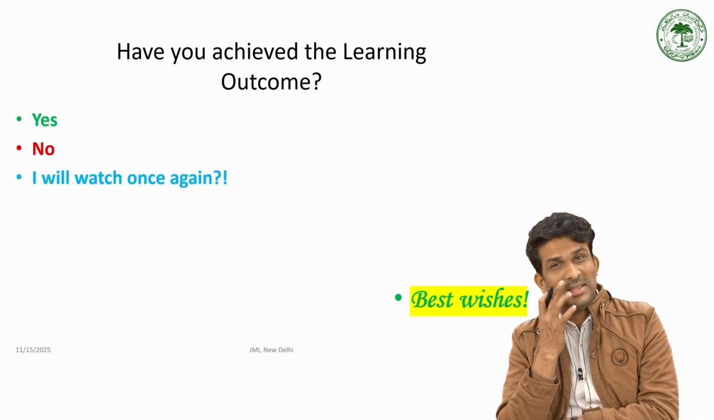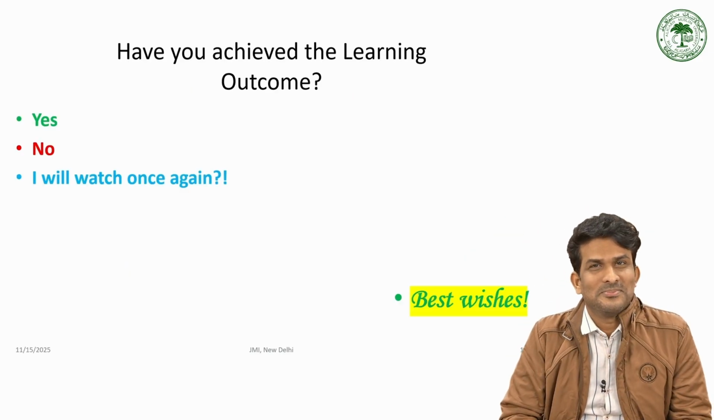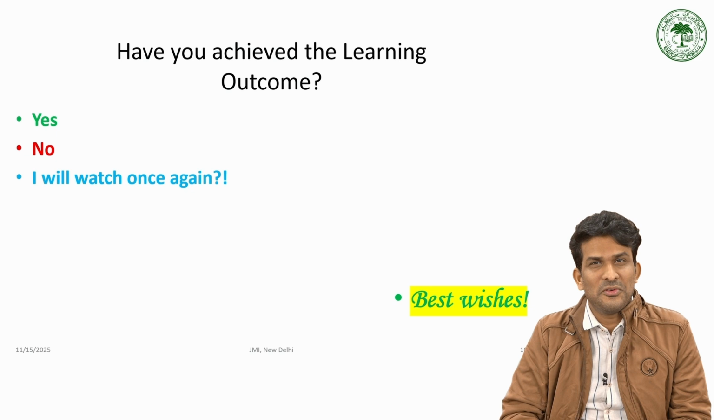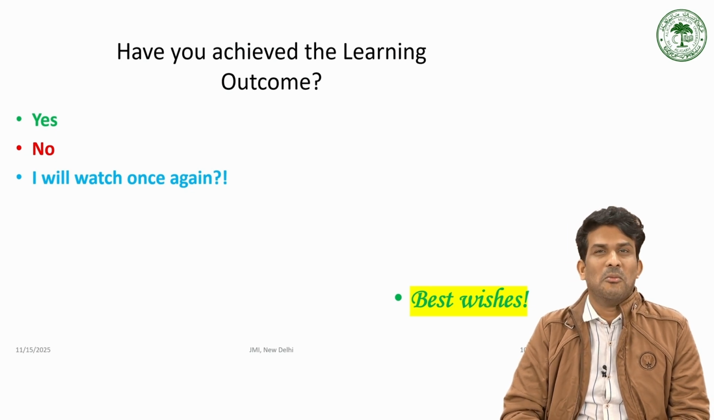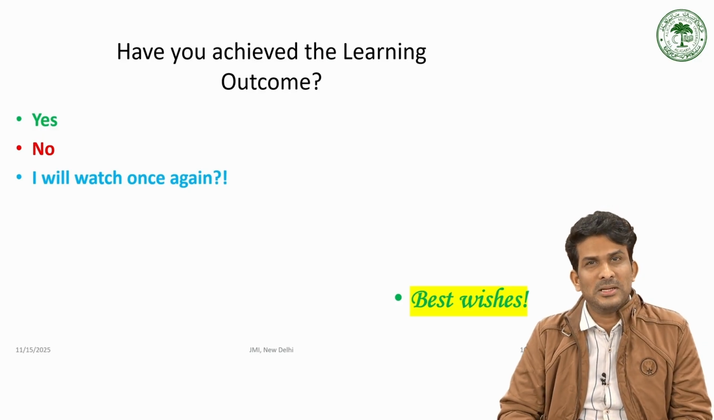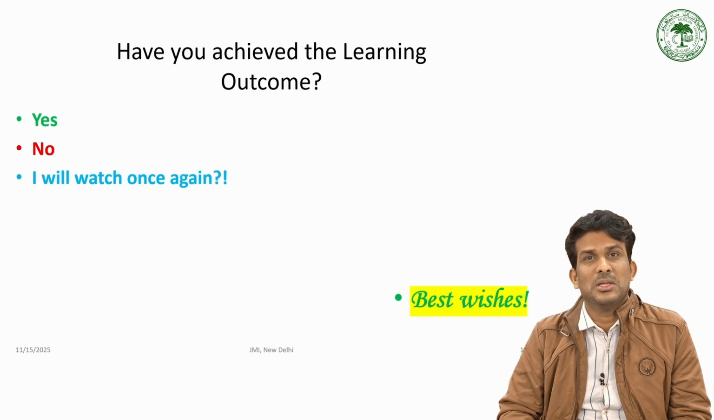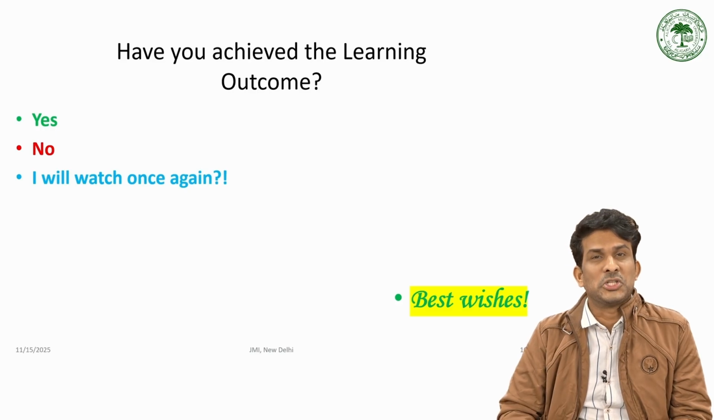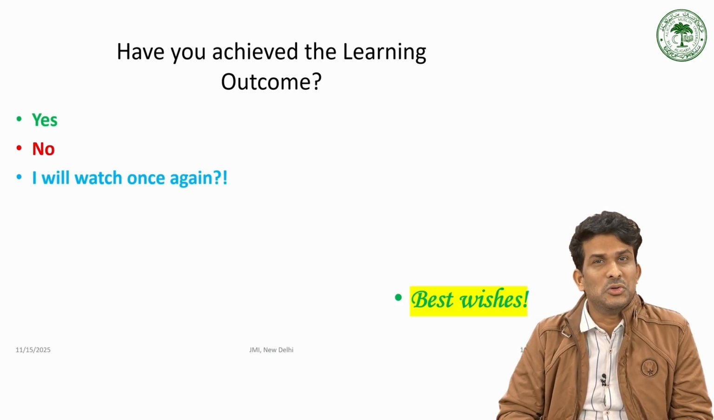I hope that you have enjoyed the video. Have you achieved the learning outcome? Was it fruitful? Could you remember the formula for calculating arithmetic mean through the normal method, which we commonly and widely use, and through the method we call the shortcut method or assumed mean method?